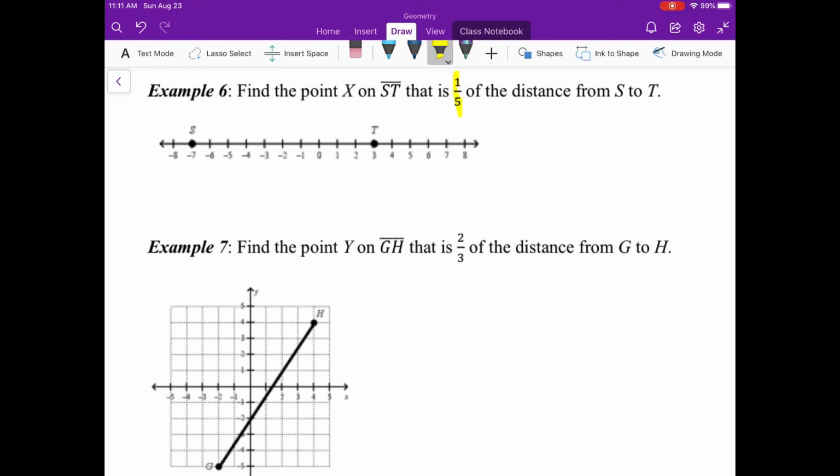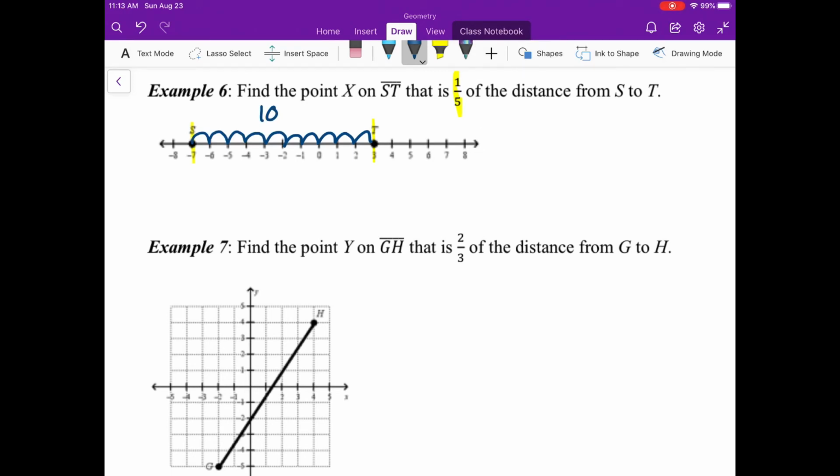So for example, this one says find the point X on ST that is 1/5 of the distance from S to T. So there's a few ways we can start this. I want to look at where is S and where is T, and think about what is the distance between S and T. When we're on a number line, the easiest way is to count it. 1, 2, 3, 4, 5, 6, 7, 8, 9, 10. So we know that from S to T it is 10 units away.